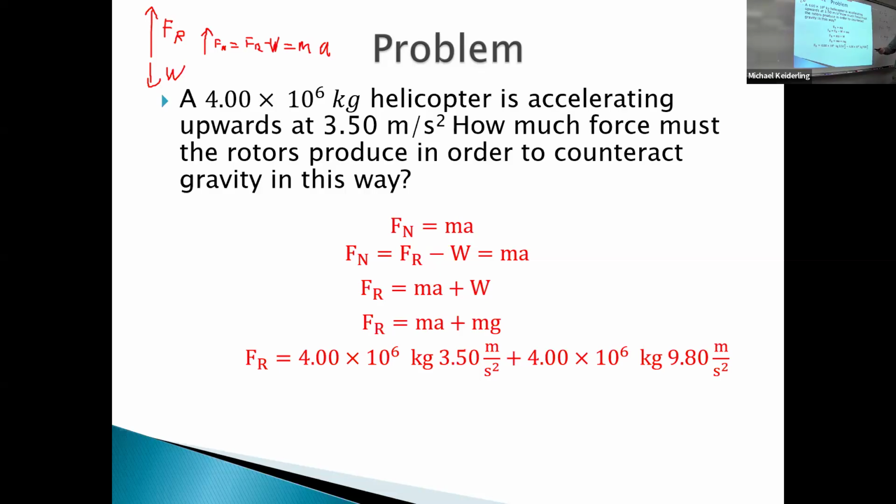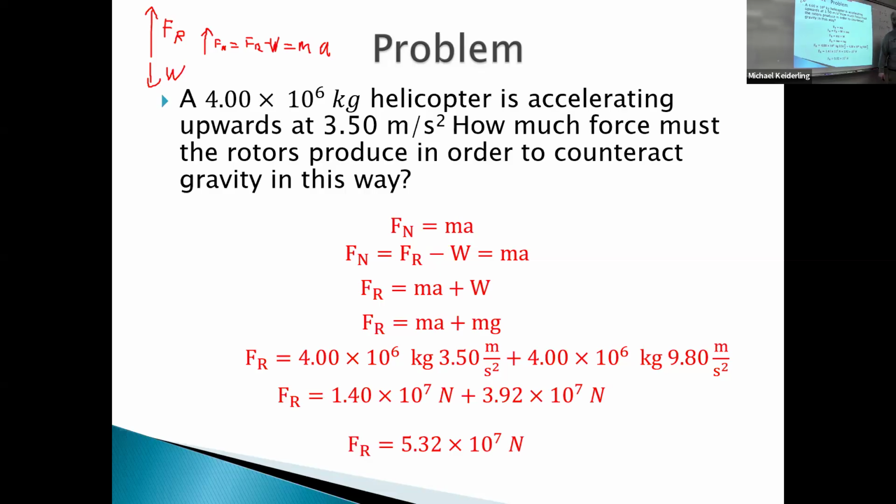So that's mass, 4 times 10 to the 6 kilograms times 3.5 meters per second squared, plus 4 times 10 to the 6 kilograms times 9.8 meters per second squared, which is 1.4 times 10 to the 7 newtons plus 3.92 times 10 to the 7 newtons, which comes out to 5.32 times 10 to the 7 newtons, or 53.2 million newtons.